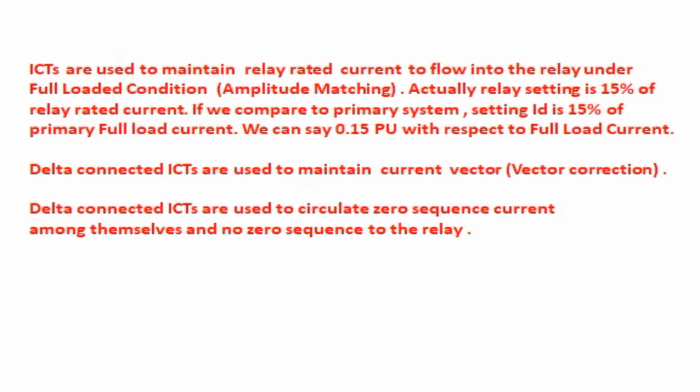That is called amplitude matching. Actually, relay setting is 50% of relay rated current. If we compare to the primary system, setting Id is 15% of primary full load current. We can say 0.15 pu with respect to full load current. Delta connected ICTs are used to maintain current vector correction. Delta connected ICTs are used to circulate zero sequence current among themselves, and no zero sequence current goes to the relay.